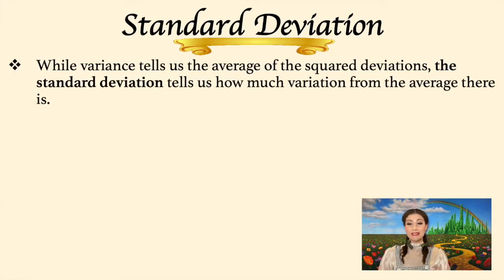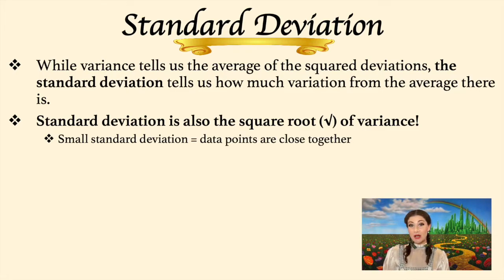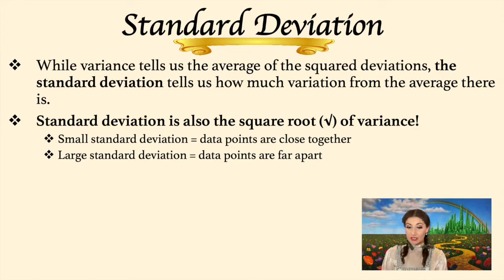So while variance tells us the average of the squared deviations, the standard deviation tells us how much variation from the average there actually is. So the good news is that mathematically, standard deviation is also the square root of variance. A small standard deviation suggests that data points are close together, just like with variance. And a large standard deviation indicates that the data points are far apart, just like with variance.